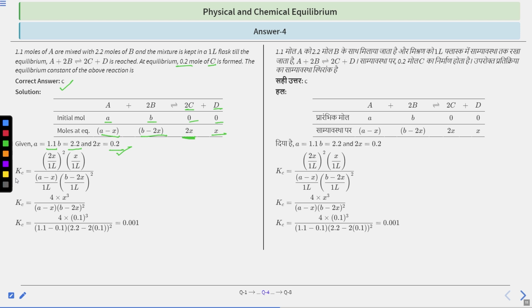Now we know the equation of the equilibrium constant. It will be the product concentration divided by the reactant concentration. Now for the products we have 2C and D, so 2X divided by 1 liter, because they are in moles, but we have to take the concentration, so divide by 1 liter. Because we have a 1 liter mixture in a flask, and 2X is the number of moles for 2C, it will be the whole square because it is 2C.